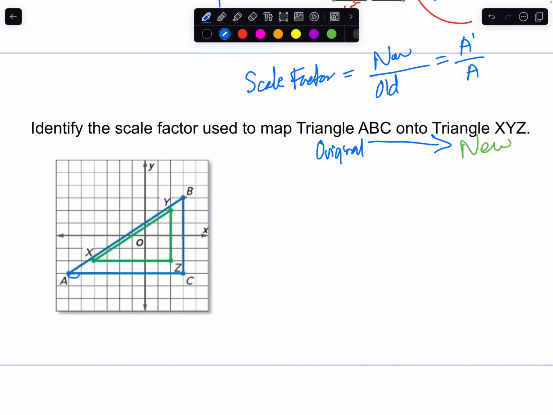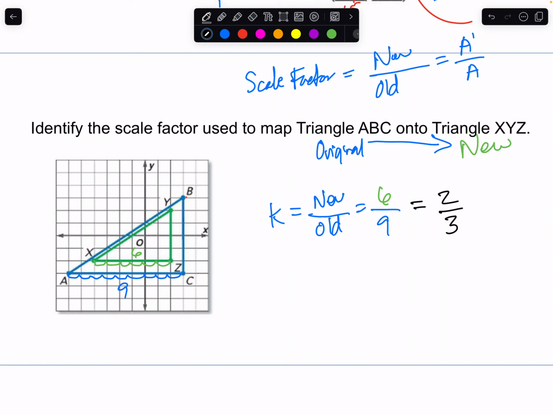Horizontally, we can count 1, 2, 3, 4, 5, 6, 7, 8, 9. 9 is the length, the distance from A to C. And then over here, I can look at 1, 2, 3, 4, 5, 6 is the horizontal length as well. So since we're doing new over old, our scale factor would be new over old, where the new image is 6 and the old image is 9. And that simplifies down to 2/3.